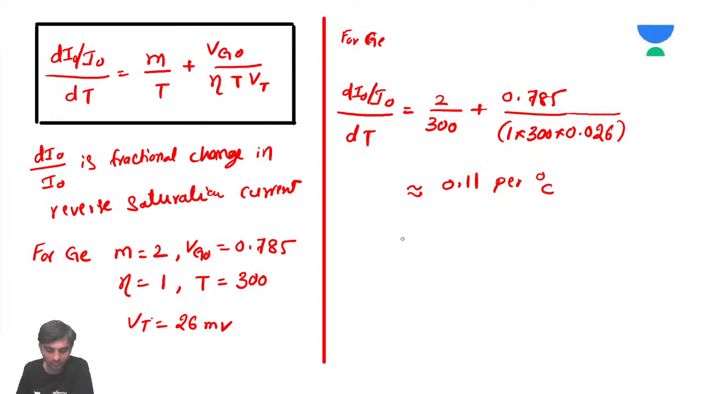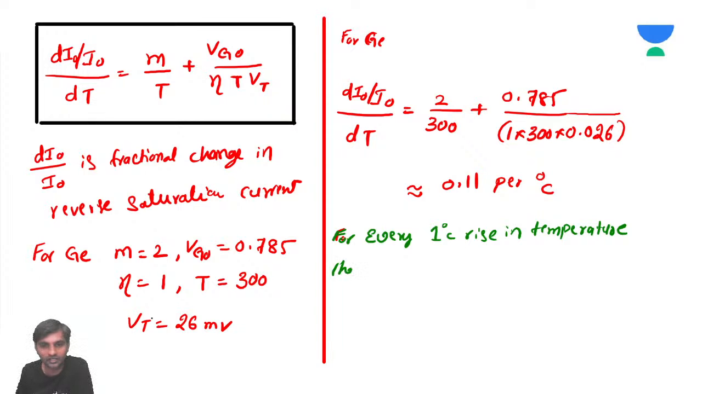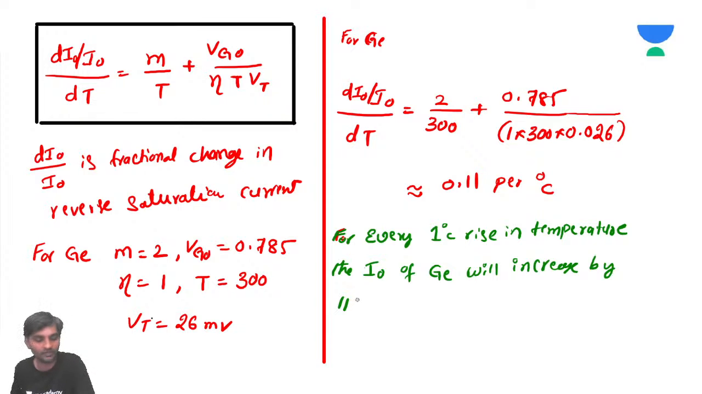That means for every 1 degree rise in temperature, the reverse saturation current I naught of germanium will increase by 11%. Increase by 11%, which is very important. That is the reason why I am writing with some other color.